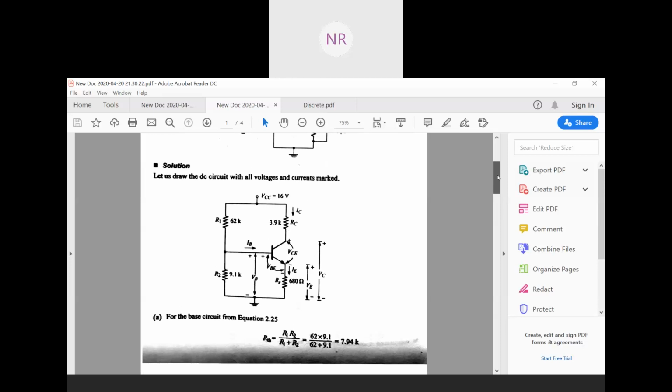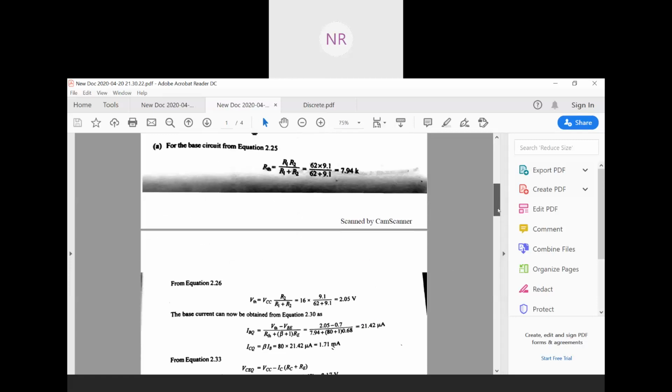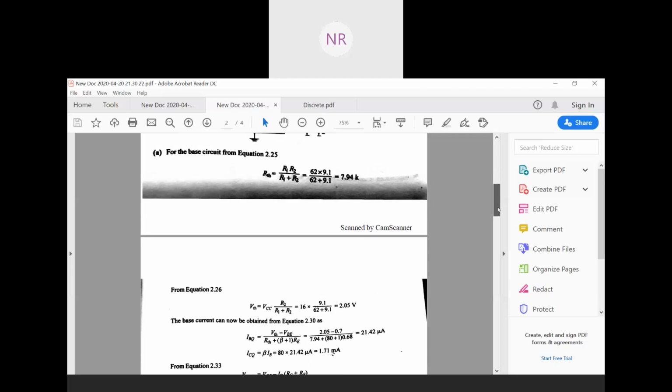To calculate IB, I should know VTH, which means VB, and I need to calculate RB and RE. But RE is given in the problem. R1 and R2 values are also given. RB, or RTH, is nothing but R1 parallel to R2. And VTH is nothing but VCC into R2 divided by R1 plus R2. So calculate RTH and VTH, then make use of this formula.